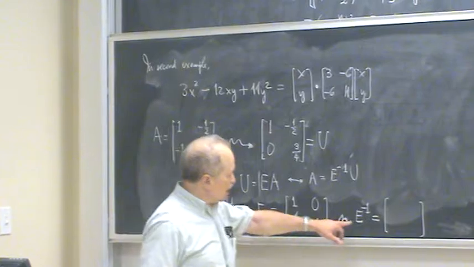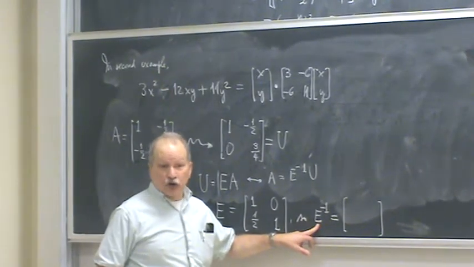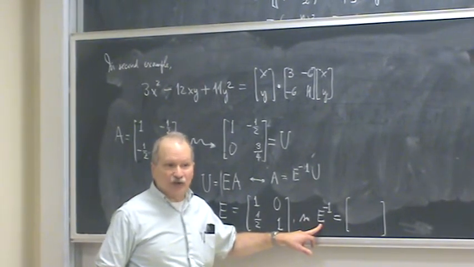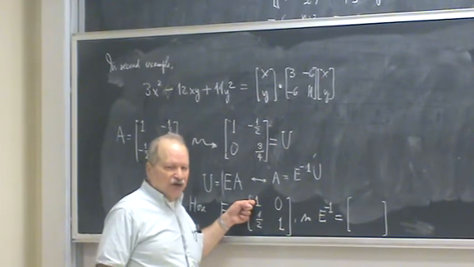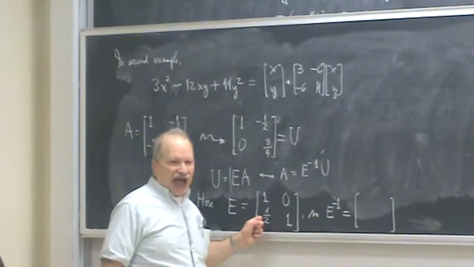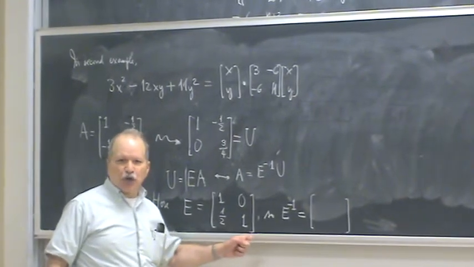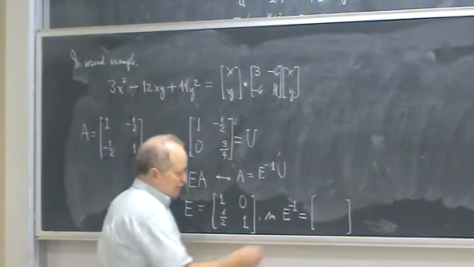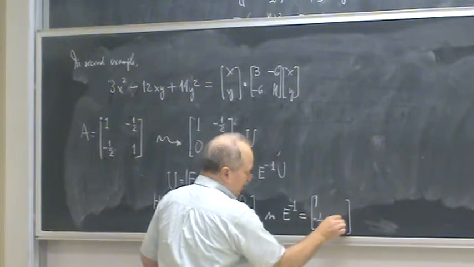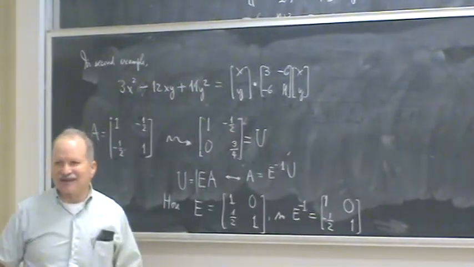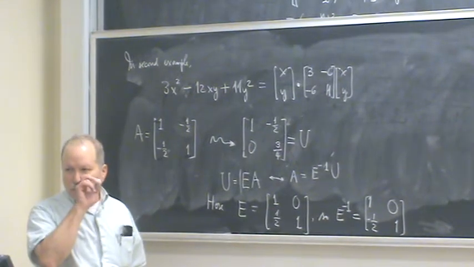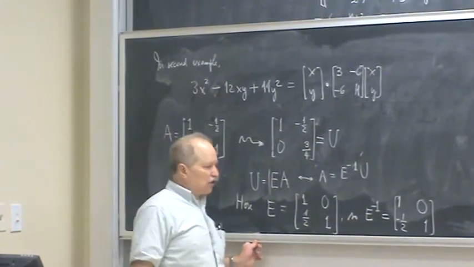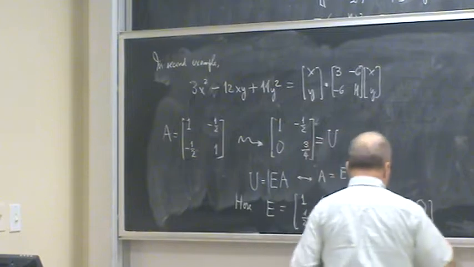E inverse must correspond to doing the inverse elementary row operation. Leaving the first row alone, you still leave it alone. What do you do if you've added half the first row to the second? How do you undo that? Subtract backwards. And if you don't believe me, you can multiply these and see they're inverses of each other. Or you could do the algorithm for inverses if you prefer.